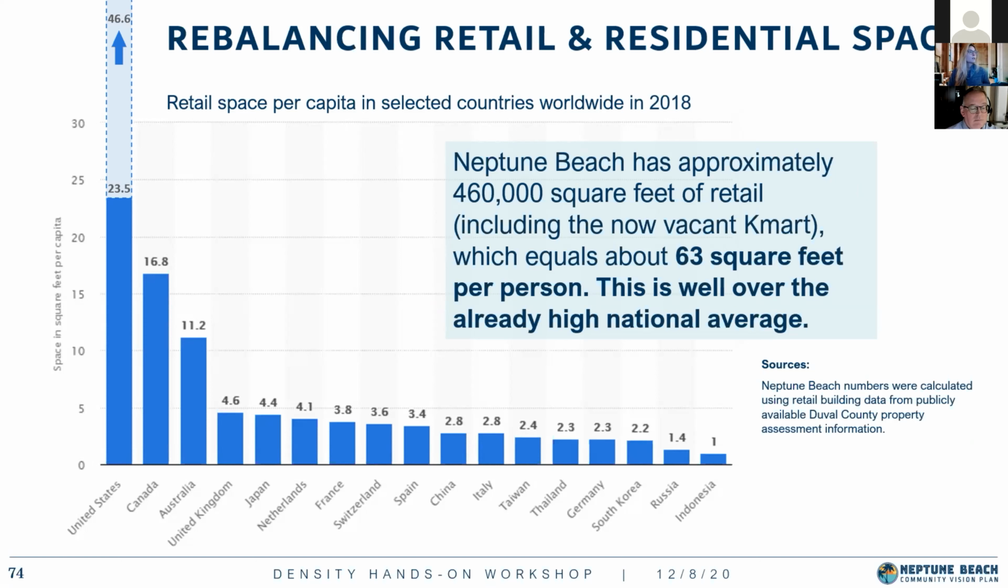So Neptune Beach has roughly 460,000 square feet of retail. That's about 63 square feet per person. So that's very high. It's much higher than the national average, which is already quite high when compared to the rest of the world. So Louisa, what this is really revealing is the dependence that Neptune Beach has on customers from outside Neptune Beach as part of the larger trade area.